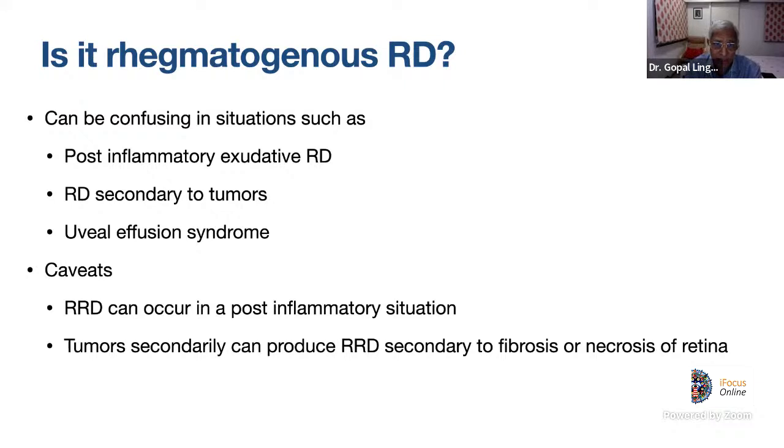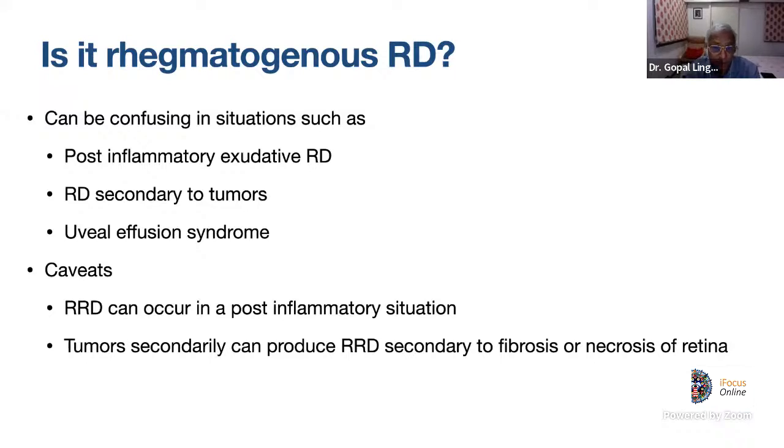The situation can be confusing in a post-inflammatory exudative RD because the retinal detachment need not be exactly like what you expect in exudative RD, RD secondary to tumors and uveal effusion syndromes. The caveat is that a rhegmatogenous retinal detachment can occur in a post-inflammatory situation. Somebody with uveitis has been treated, the vitreous undergoes some amount of condensation, and the traction can precipitate a retinal break and a detachment in an eye which is susceptible to such retinal detachments. So the starting point was the inflammation, vitreous debris, vitreous membranes, but then you can develop a rhegmatogenous retinal detachment as well. So that can be confusing.